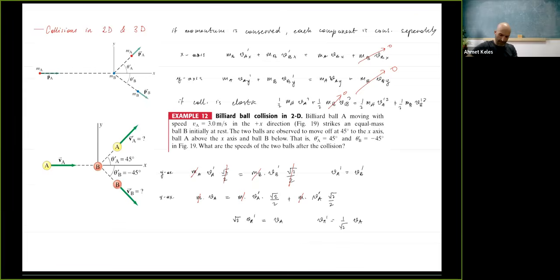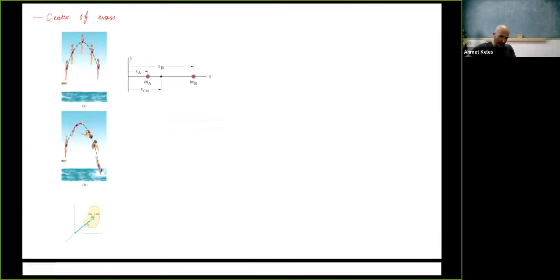Okay, and let's put the numbers. It says, what are the speeds of the two balls after the collision? Initially it is 3 meters per second, and if you multiply it with 1 over root 2, what did I find? Let me see. I found something like 2.1 meters per second, if VA is equal to 3.0 meters per second. Okay, all right. Let's move on.